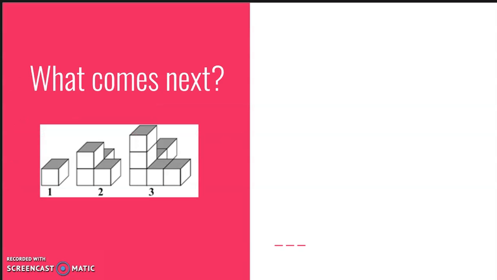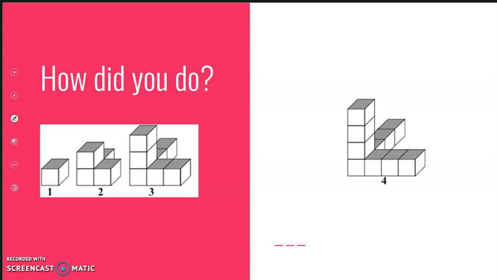Here's another visual pattern for us to look at. Notice that figure 1 has 1 block, figure 2 has 4 blocks, and figure 3 has 7 blocks. It looks like we're adding 3 additional blocks every single time. Specifically 1 on the top, 1 on the back, and 1 on the right-hand side. Notice that we have picked up on the correct pattern by looking at figure 4.